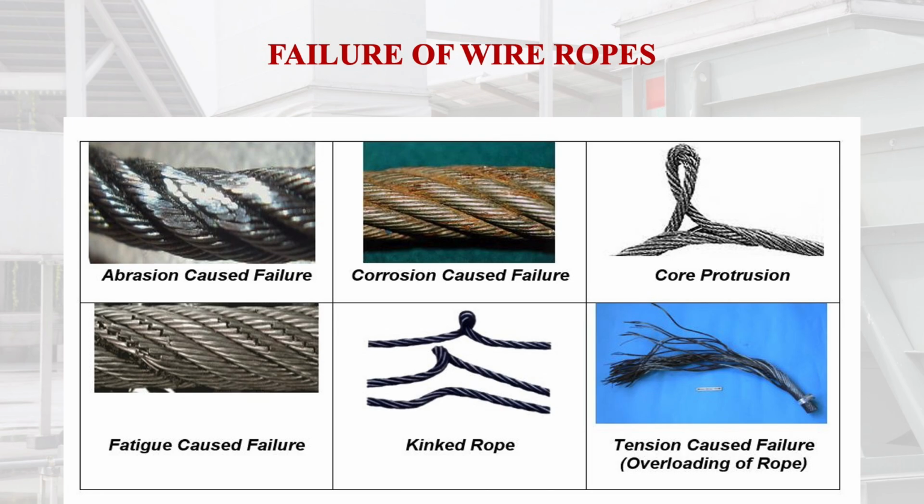And the last is the tension caused failure. This is a very normal failure that has been seen. Before failure, normally these wire ropes should have been replaced, because this is due to overloading of ropes. If you are not overloading the ropes, then there will not be any reason for failure due to tension, and therefore overloading of the crane is strictly prohibited. It is as if you are breaking the safety rules.